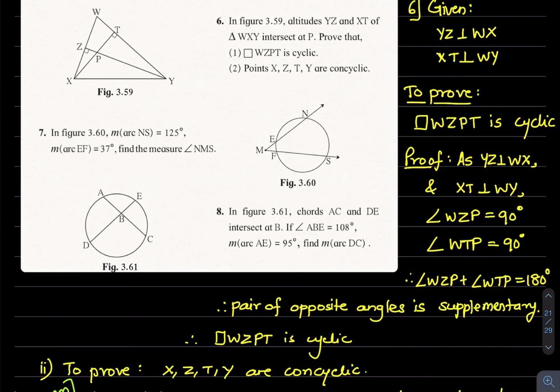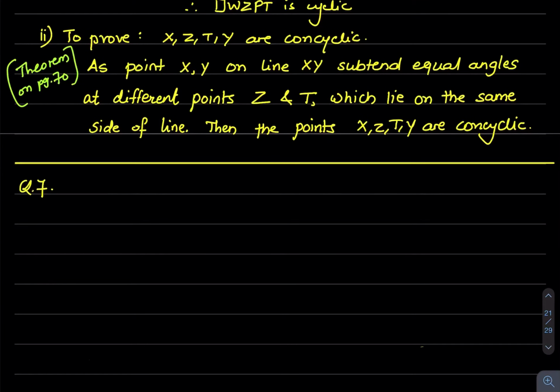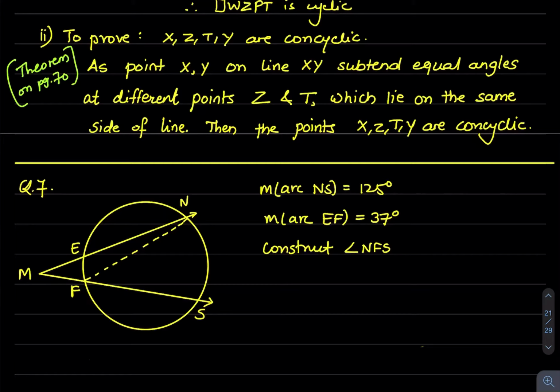Now for the next question, in figure 3.60, measure of arc NS is 125 degrees and measure of arc EF is 37 degrees. Then find the angle NMS. So question number 7, figure, measure of arc NS is 125, measure of arc EF is 37 degrees. We need a little construction here.